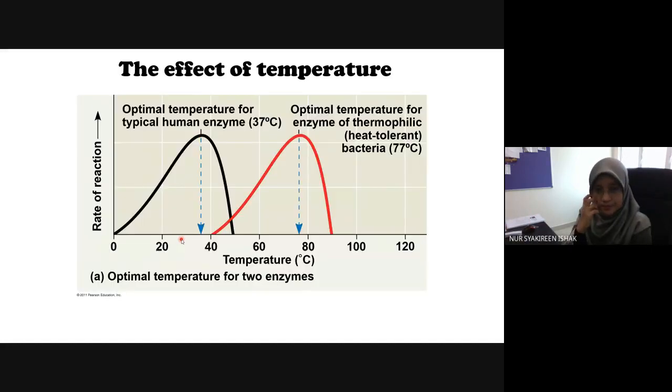Okay, so here you have a graph. Yang ni saya tambah, tapi graph ni awak boleh jumpa banyak dalam buku. Dalam buku Campbell, dalam buku rujukan awak.